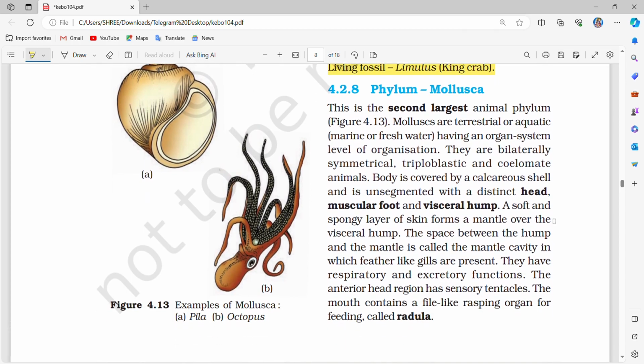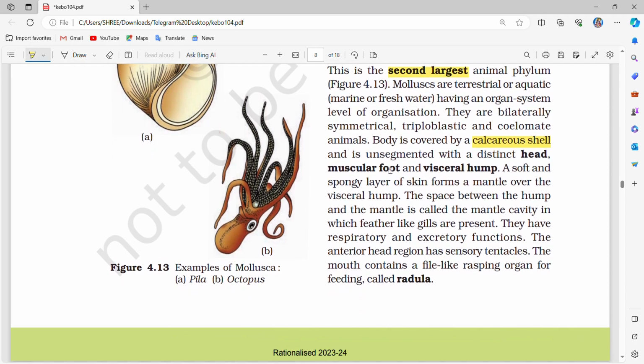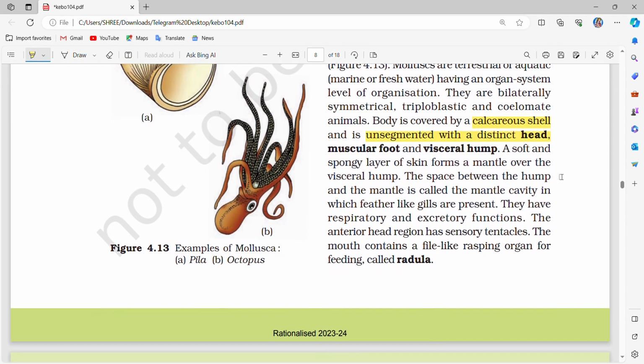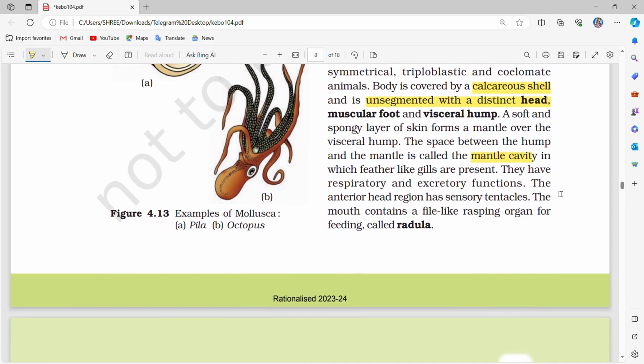4.2.8 Phylum Mollusca. This is the second largest animal phylum, figure 4.13. Mollusks are terrestrial or aquatic, marine or freshwater, having an organ system level of organization. They are bilaterally symmetrical, triploblastic and coelomate animals. Body is covered by a calcareous shell and is unsegmented with a distinct head, muscular foot and visceral hump. A soft and spongy layer of skin forms a mantle over the visceral hump. The space between the hump and the mantle is called the mantle cavity, in which feather-like gills are present.